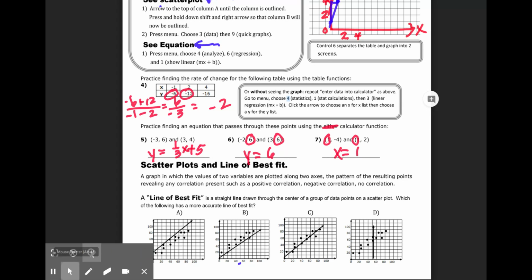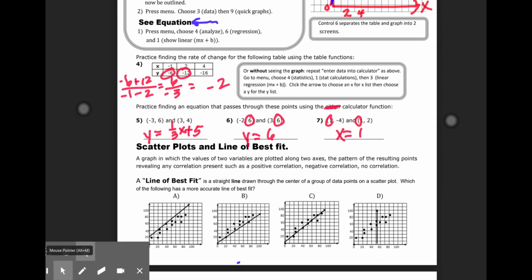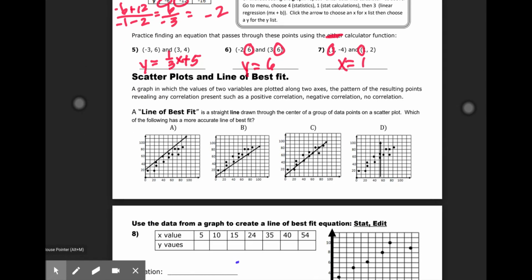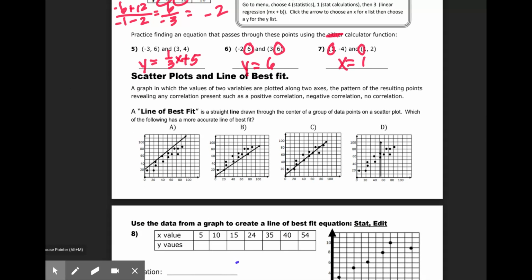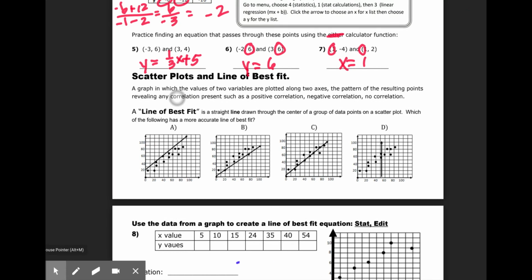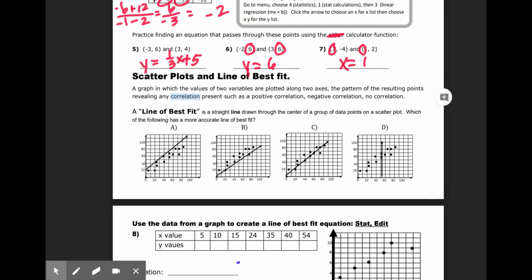On scatter plots and lines of best fit: a scatter plot is a graph in which the values of two variables are plotted along two axes, the pattern of the resulting points revealing any correlation present, such as positive, negative, or no correlation at all. Okay, so those are scatter plots.